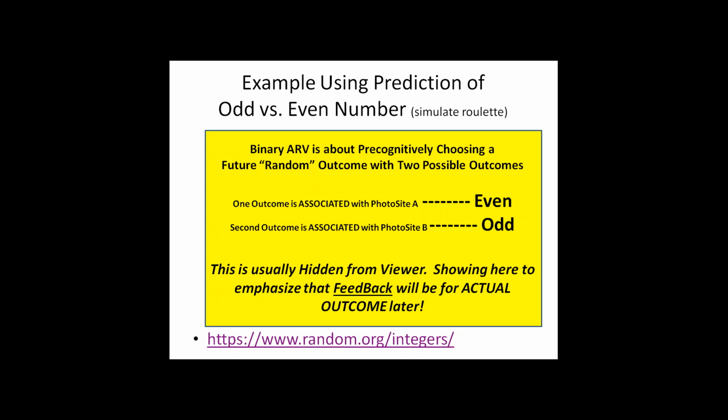Okay, but we have made that association. Photosite A will be even, photosite B will be odd. Hopefully that makes it clear, as judges, how the judge is the one who actually makes the determination of what the ultimate prediction is.